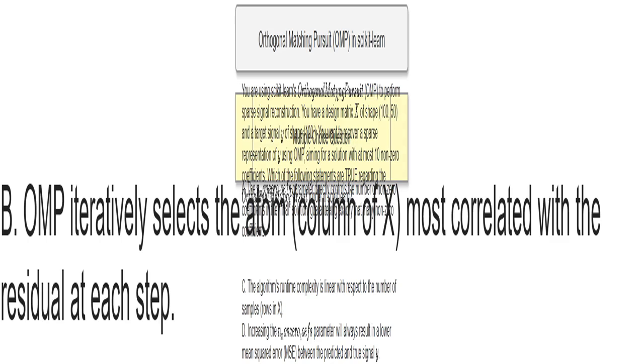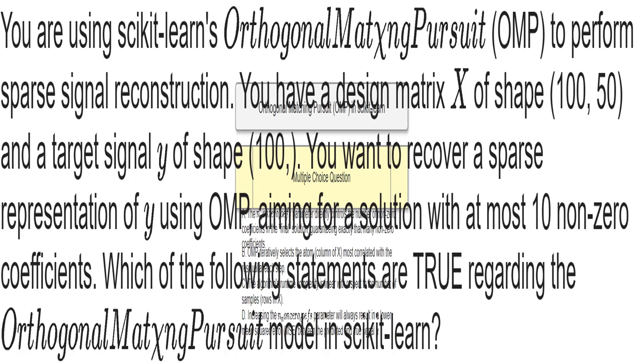This statement is correct. Think of it like this. OMP starts with the signal you're trying to reconstruct and looks at all the atoms, columns of the design matrix. At each step, it picks the atom most similar to the signal it hasn't explained yet, the residual. It keeps adding atoms until it gets close enough or hits a limit of atoms. That's pretty cool, right?